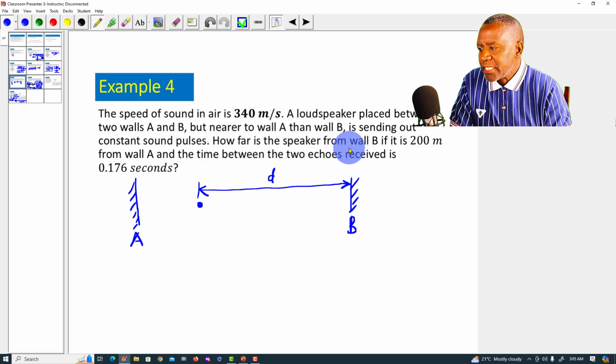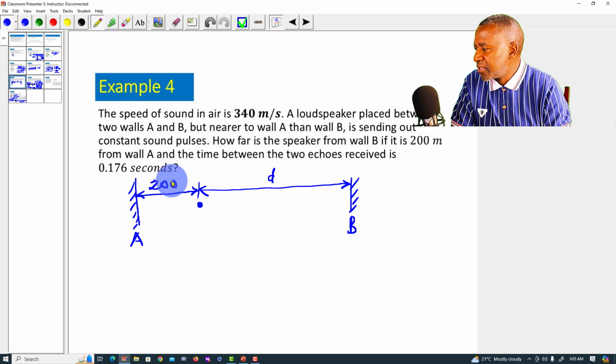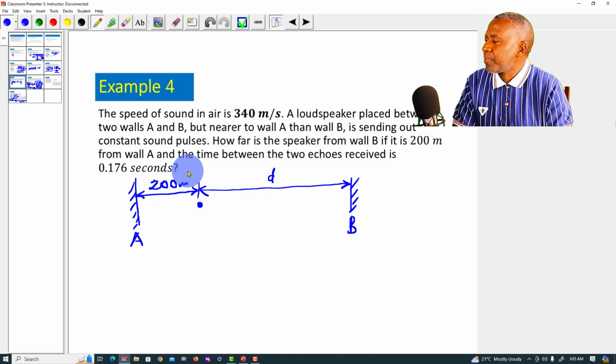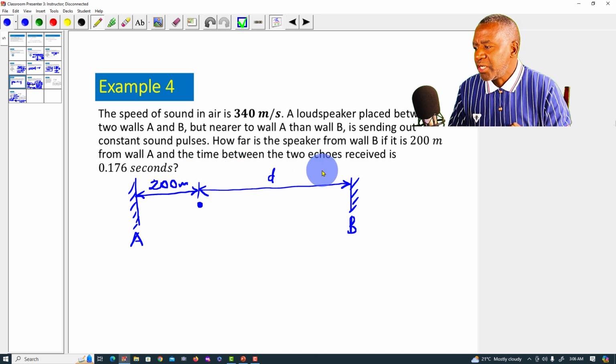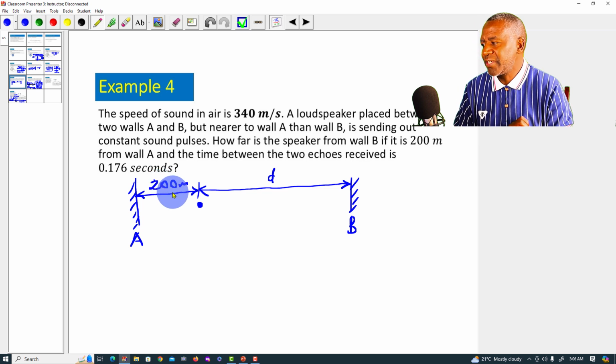How far is the speaker from wall B if it is 200 meters from wall A? This is 200 meters. And the time between the two echoes received is 0.176 seconds. So there are two echoes.